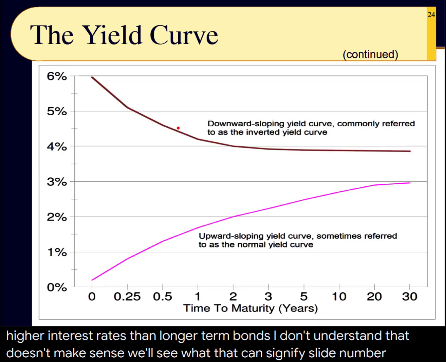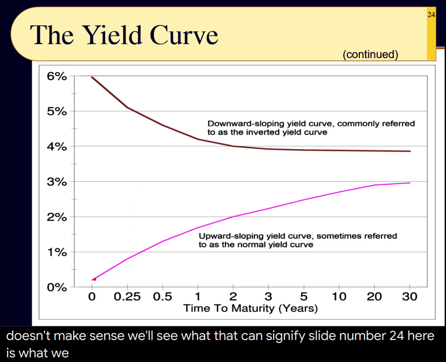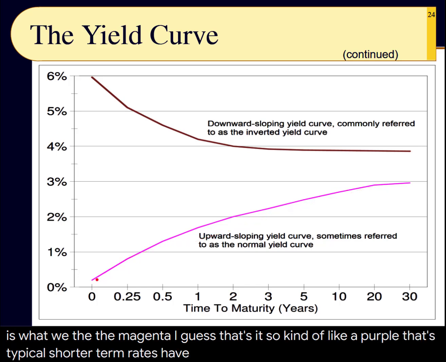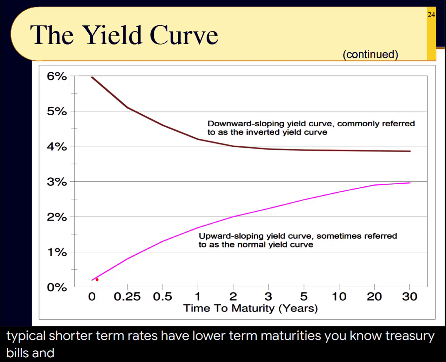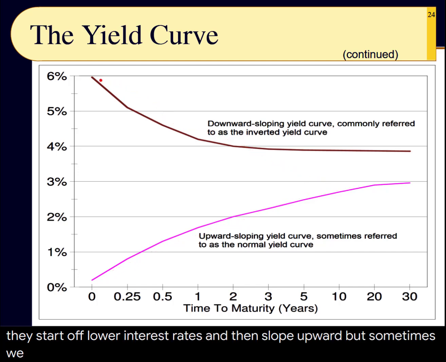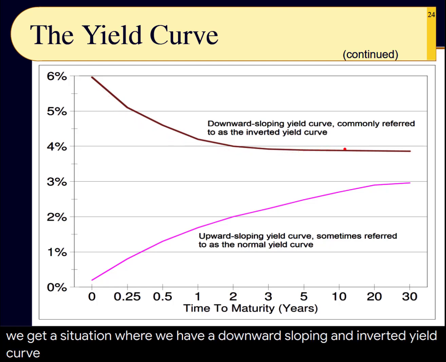Slide number 24. Here is the magenta, I guess that is, so kind of like a purple. That's typical. Shorter term rates have lower interest. Shorter term maturities, treasury bills and 2-year notes, 5-year notes, 10-year bonds, 20-year bonds, 30. They start off with lower interest rates and then slope upward. But sometimes we get a situation where we have a downward sloping, an inverted yield curve. That doesn't make sense. Hang on a minute. Stick with us here for a few slides.